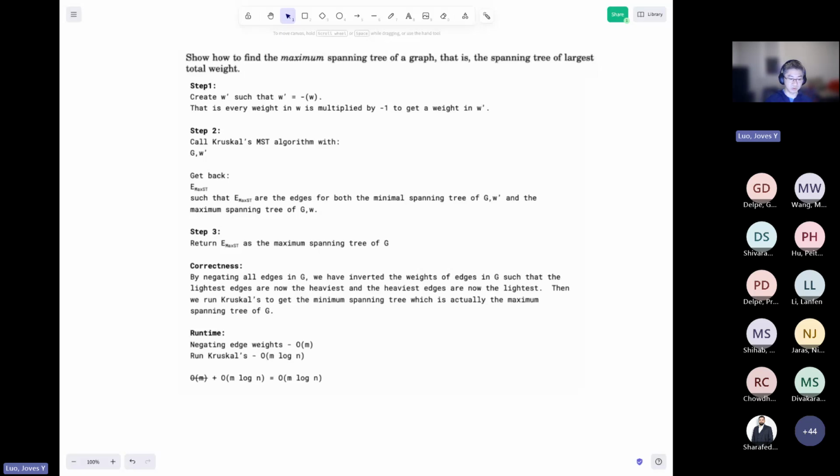Okay, so negating the edge weights takes O of m, because you're going across this one array that's size m, and you're going to make a new array, and then running Kruskal's is O of m log n, and so your overall runtime is just O of m log n. Okay. Any questions on this problem? Oh, yeah, Ravi?